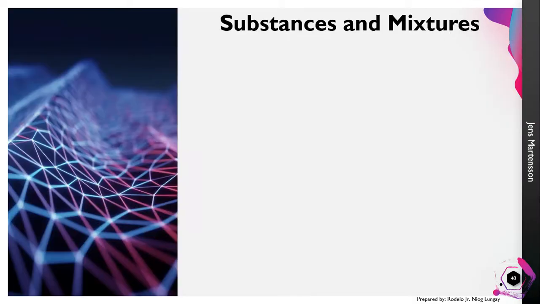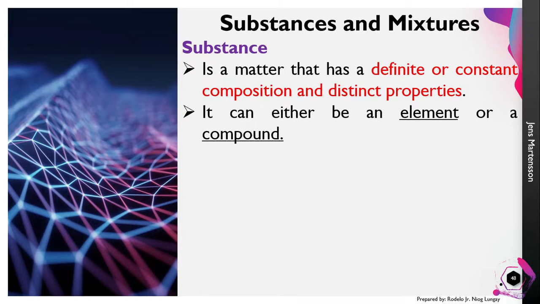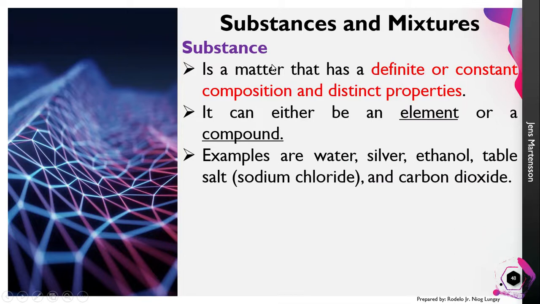Okay, let's proceed with substances and mixtures. Ano ba yung kaibahan ng substances and mixtures? So when we talk about a substance, it is matter that has a definite or constant composition and distinct properties. It can either be an element or a compound. Examples of substances are water, silver, ethanol, table salt or sodium chloride, and carbon dioxide.